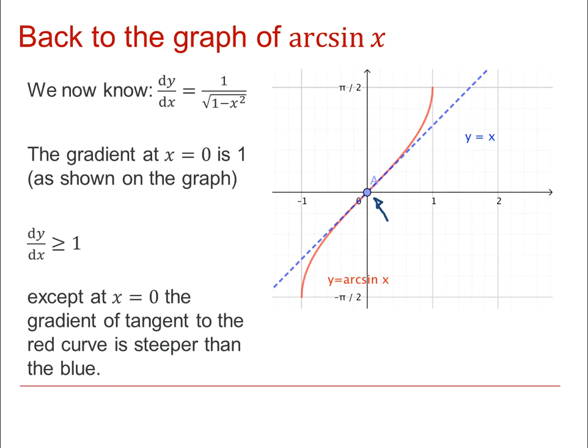So as the value of x ranges between -1 and 1, we can see that the square root of 1 minus x squared must be less than or equal to 1, and therefore the derivative, which is 1 over that, must be greater than or equal to 1. So you can see that the shape of the graph very clearly is agreeing with the derivative that we found algebraically.